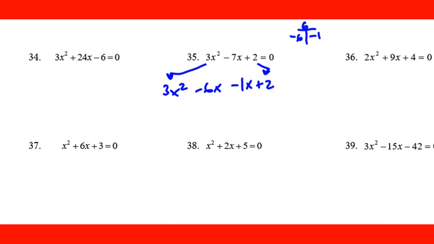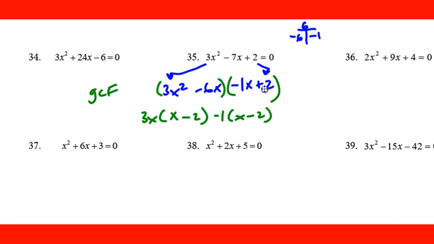Alright, so now I have 4 terms. Since I have 4 terms, I can group these things. Right here, factor out the GCF. I'm going to take out a 3x, so I'm left with x minus 2. And then right here, I'm going to factor out a -1, and I'm left with x minus 2.